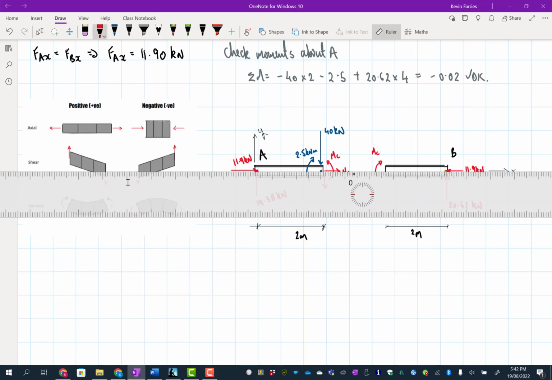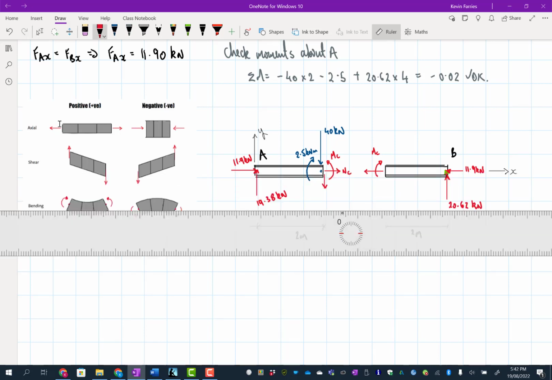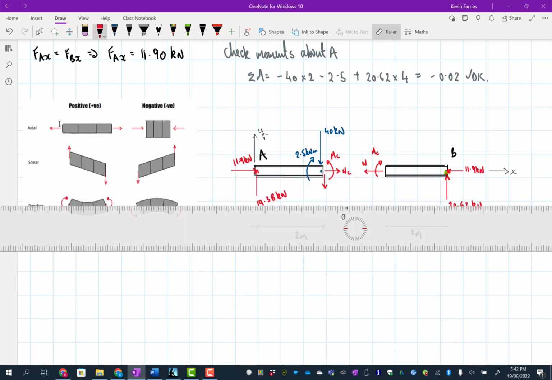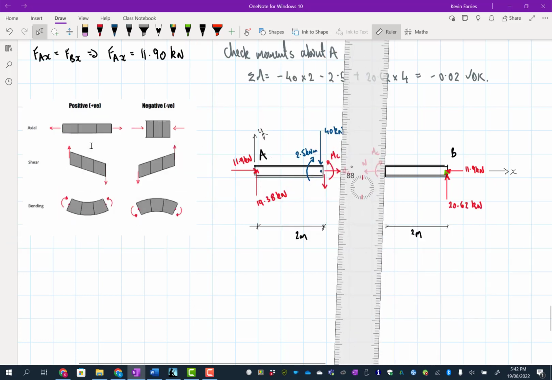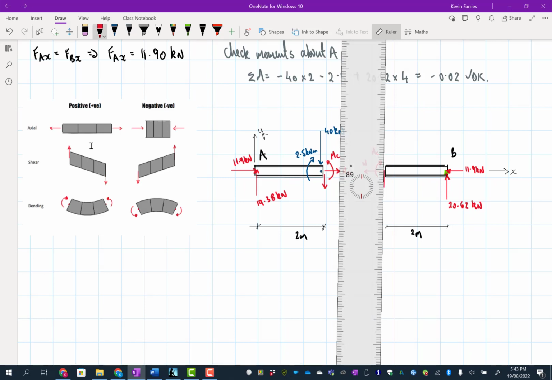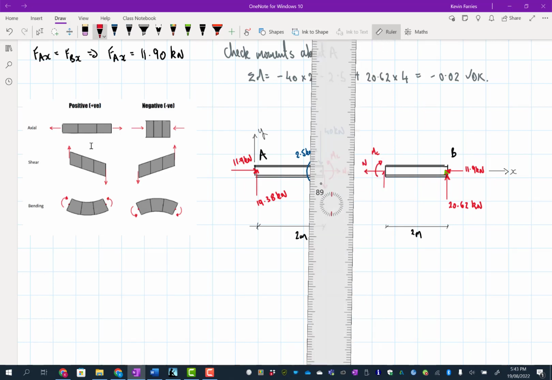This one, NC, so it would be looking at positive, but we're on the left-hand side of this part now, so it should be going that way. So it's going like so. That would be NC. And the shear for positive should be going up at this side. So it should be like that. I might draw it with the nose at the point of application. And this will be VC.